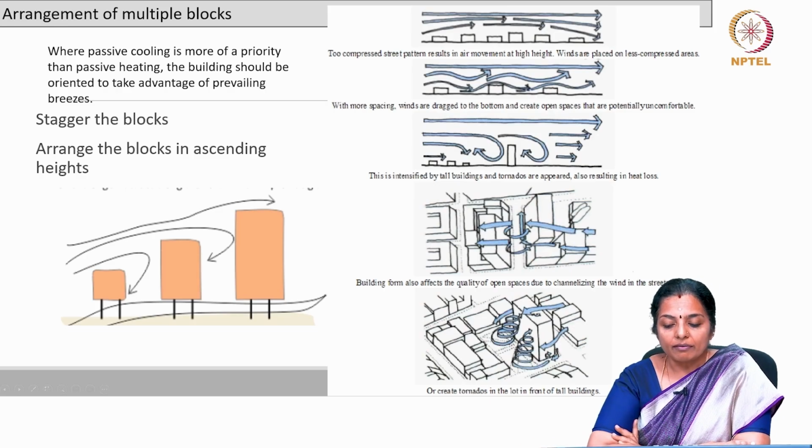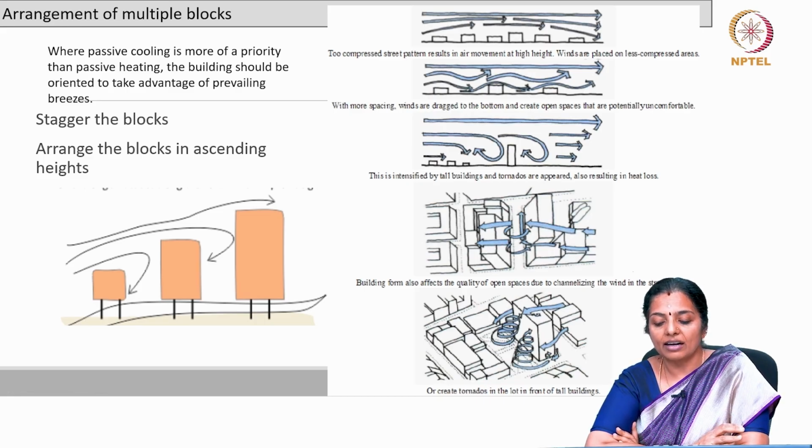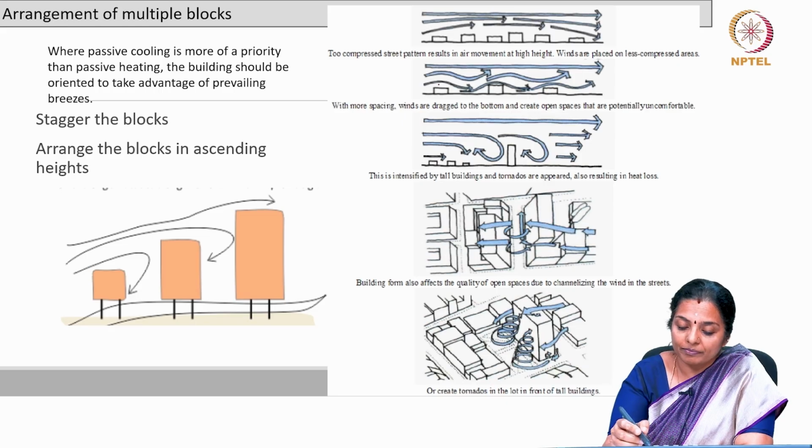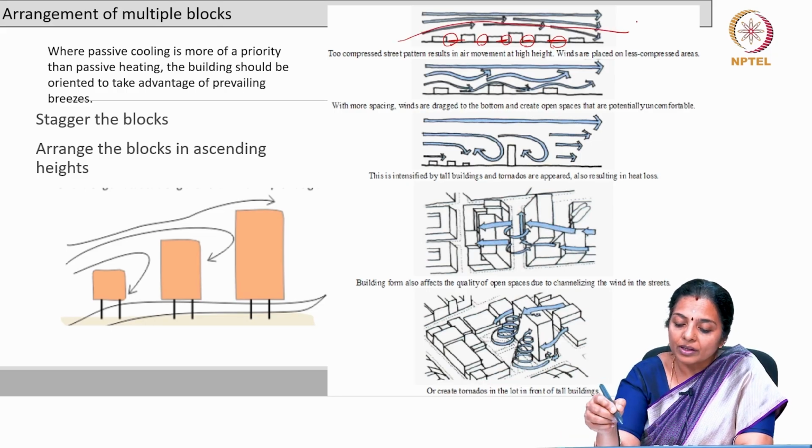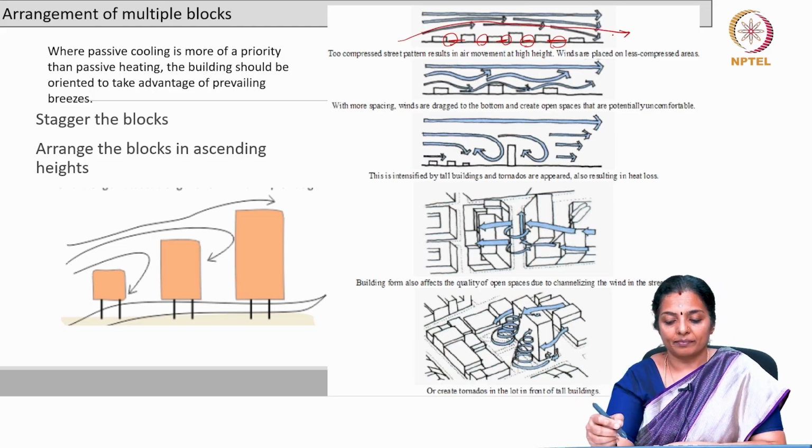Now, when we have a too compressed street pattern, it results in air movement at a higher height. Winds are placed on less compressed areas. With more spacing, when you have very little space in between the buildings, as shown here, it results in the air movement over the buildings.